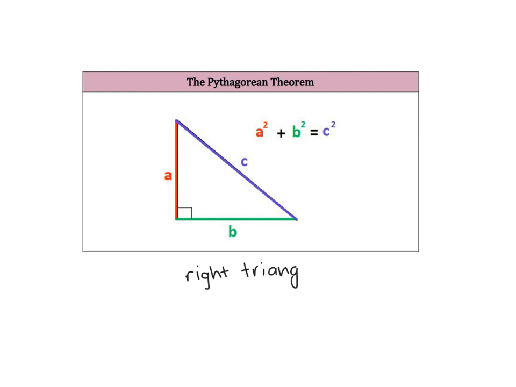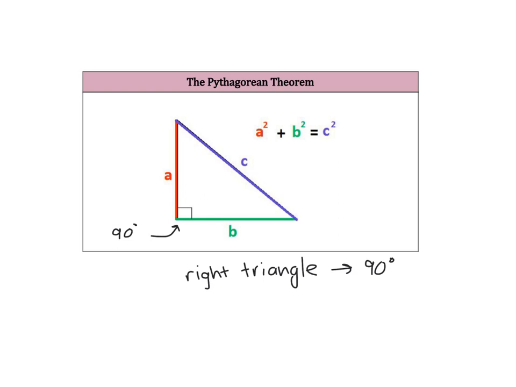So a right triangle is a triangle that has a 90-degree angle, and this is what a 90-degree angle looks like. So if you see this little box in the corner of your triangle, you know that it is a right triangle because it has a 90-degree angle.